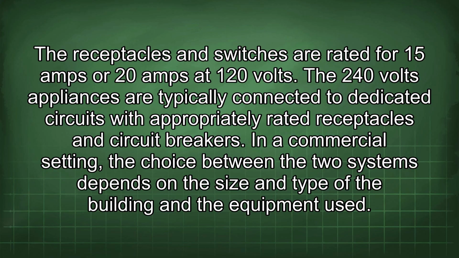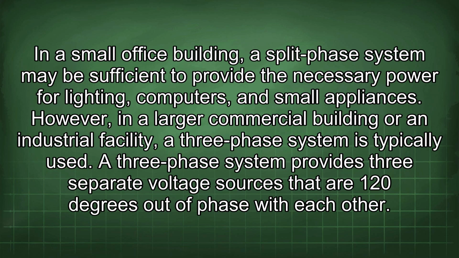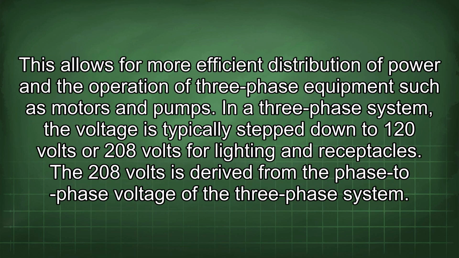In a commercial setting, the choice between the two systems depends on the size and type of the building and the equipment used. In a small office building, a split-phase system may be sufficient to provide the necessary power for lighting, computers, and small appliances. However, in a larger commercial building or an industrial facility, a three-phase system is typically used. A three-phase system provides three separate voltage sources that are 120 degrees out of phase with each other. This allows for more efficient distribution of power and the operation of three-phase equipment such as motors and pumps.